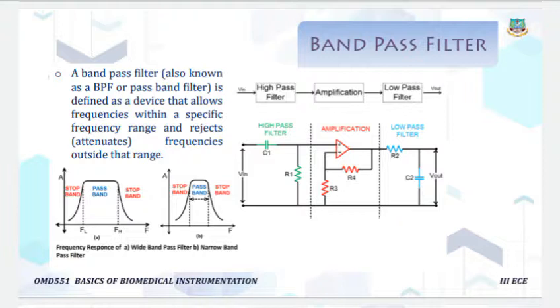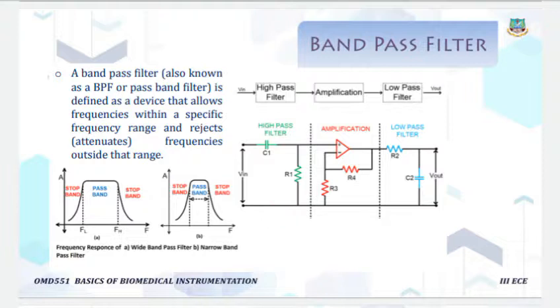This band pass filter consists of a high pass filter as well as a low pass filter. This one is the high pass filter, then the amplification, then the low pass filter.